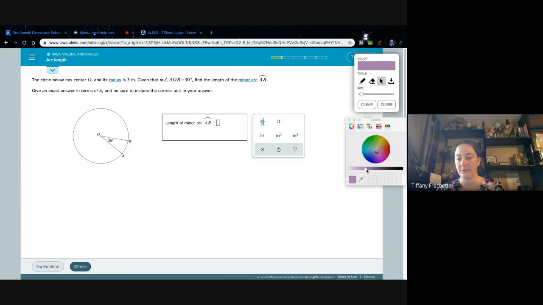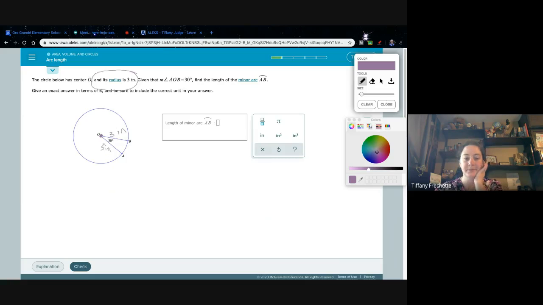Okay, let's see. Kind of a dark purpley color. That was kind of weird, but I liked it. We have the center of the circle again. So we have the center of the circle and the radius. They're telling us a radius of 3. Remember, that means you're going from center to side. So here's a radius, and then center to side, here's another radii.